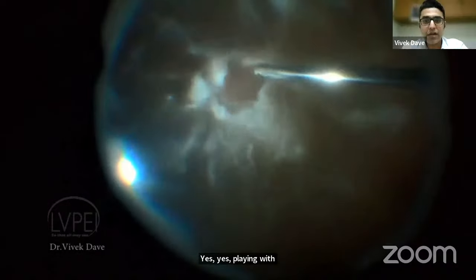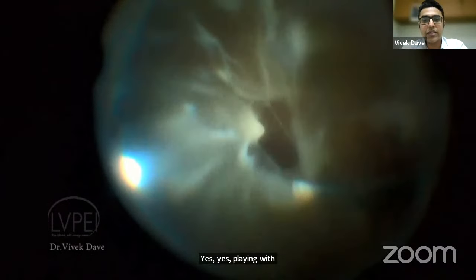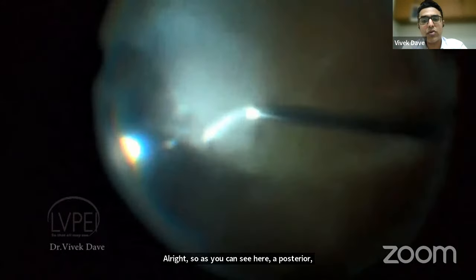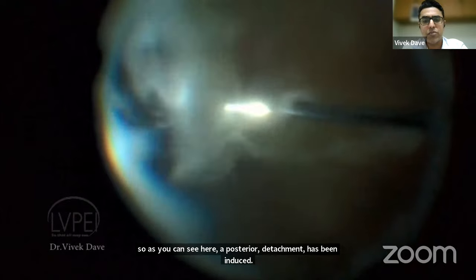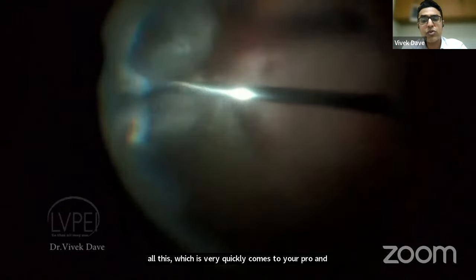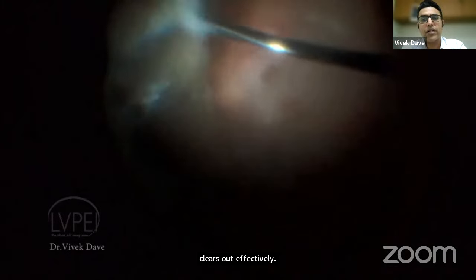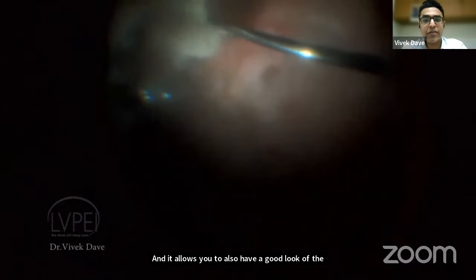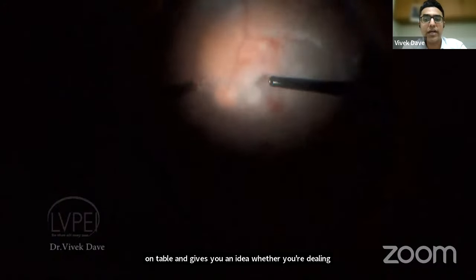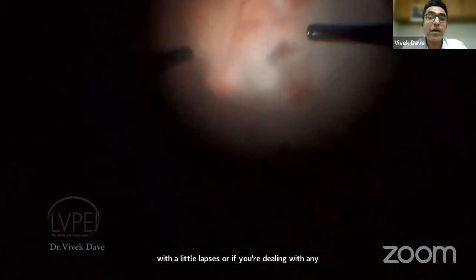So as you can see here, a posterior vitreous detachment has been induced. What this ensures is now when you put the cutter on, all this vitreous very quickly comes to your probe and clears out effectively. Hence, it also allows you to have a good look at the retina on table and gives you an idea whether you're dealing with a retinal abscess or any other retinal pathology that requires extra attention, which you may miss if a posterior skirt of vitreous is left behind.